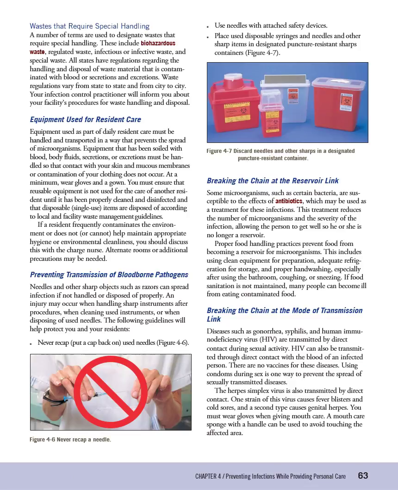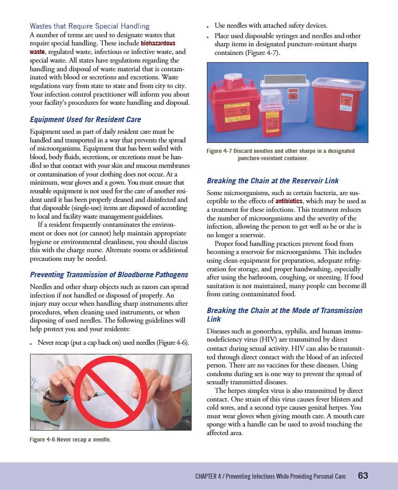Waste that requires special handling. A number of terms are used to designate waste that requires special handling. These include biohazardous waste, regulated waste, infectious or infective waste, and special waste. All states have regulations regarding the handling and disposal of waste material that is contaminated with blood or secretions and excretions. Waste regulations vary from state to state and from city to city. Your infection control practitioner will inform you about your facility's procedures for waste handling and disposal.